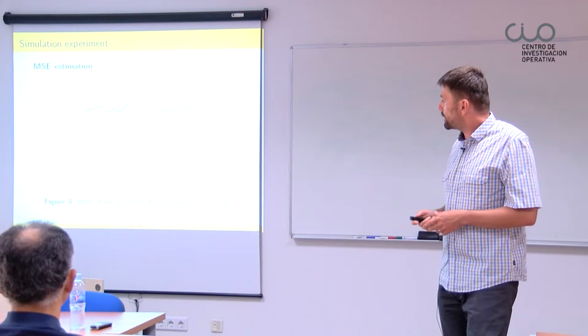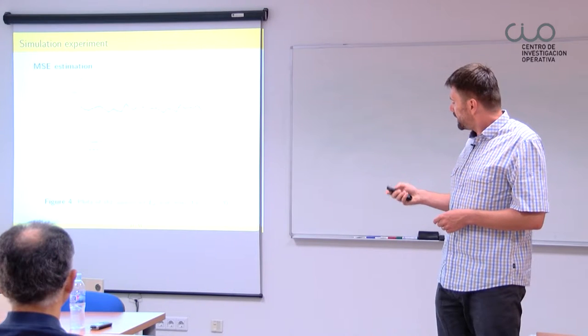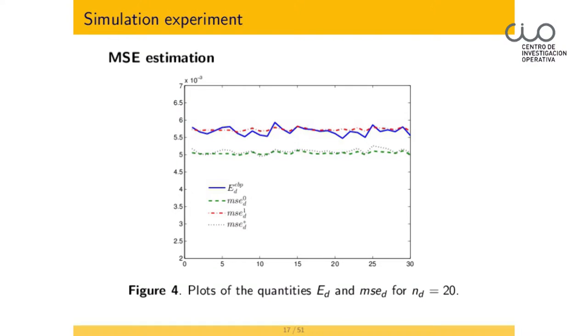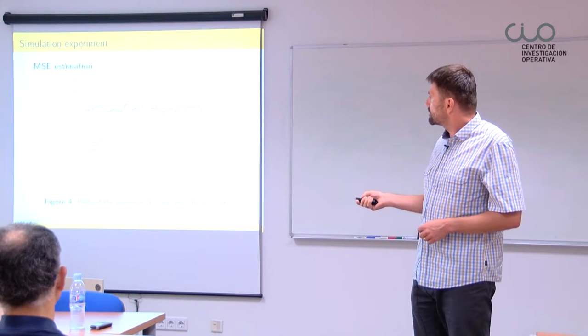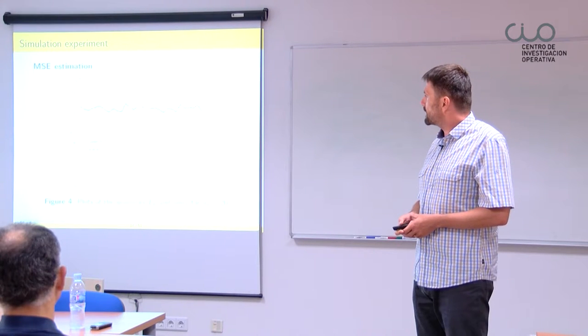If I increase the sample size to 20, then we can see that the bias correction starts to work. Now the bias correction is perfect, and we are on the true quantity. The other two methods, without bias correction and the bootstrap estimator, work better with a larger sample size, but still we are underestimating. So we see that the best candidate is the estimation with bias correction.